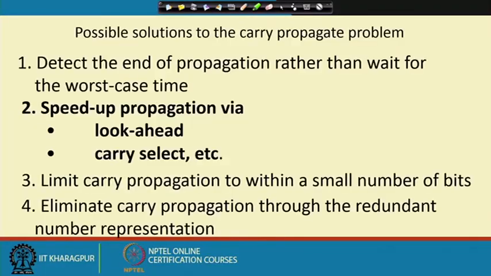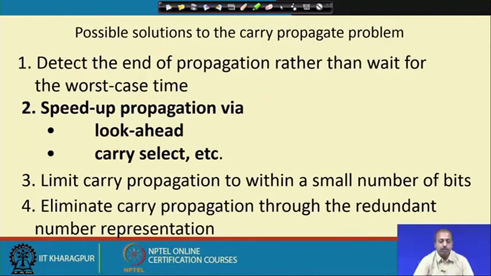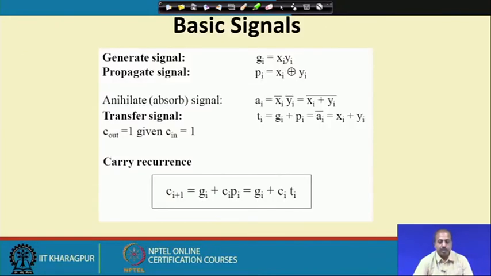Another type of adder which is quite fast is known as the carry look ahead adder, that we will see in this. So, carry propagation is a problem. Detect the end of propagation rather than wait for the worst case time to occur, and speed up the propagation via look ahead, carry select, etc. And limit the carry propagation to a small number of bits, and eliminate carry propagation through redundant number representation. So, these are some options. We will see them slowly.